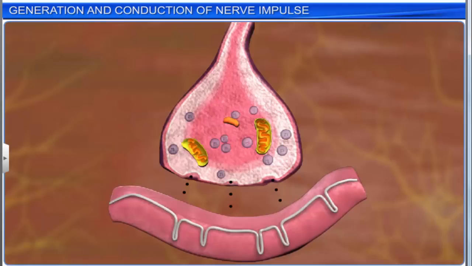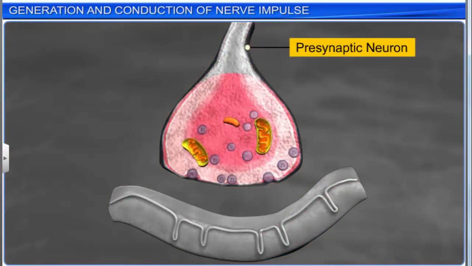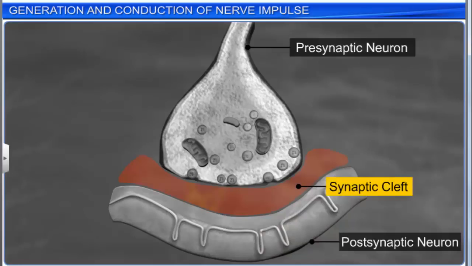A junction helps transmit the nerve impulse from one neuron to another. These junctions are called synapses. A synapse is formed by the membranes of a presynaptic neuron and a postsynaptic neuron, which may or may not be separated by a gap called the synaptic cleft.